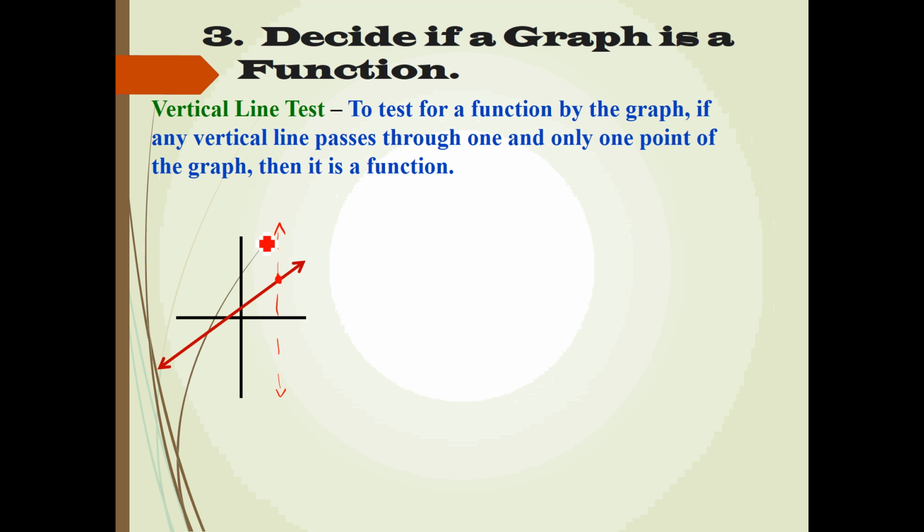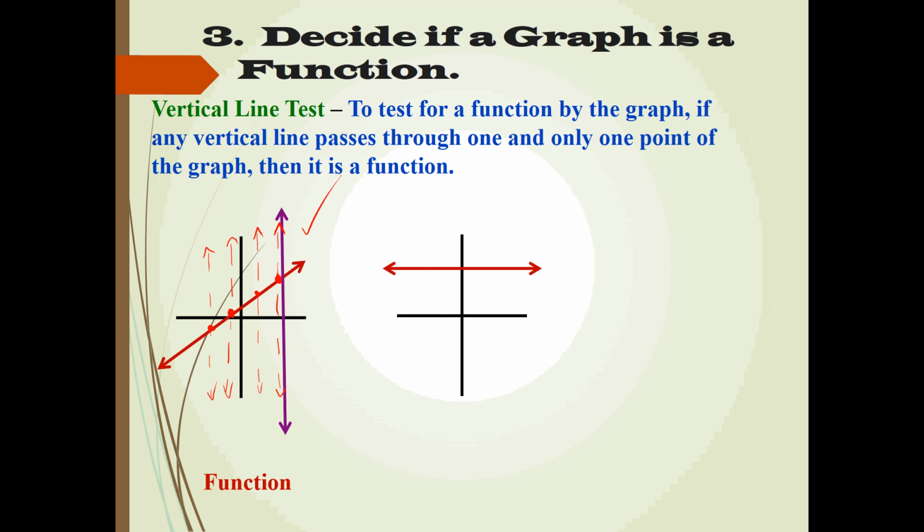Now visualize dropping this vertical line multiple times throughout this graph. As long as everywhere you would drop it, it only hits once, and you never would drop it and have it hit the line more than once, then this is a function. So because the vertical line test passes, it only hits the graph in one point, anywhere you put it, then we have a function.